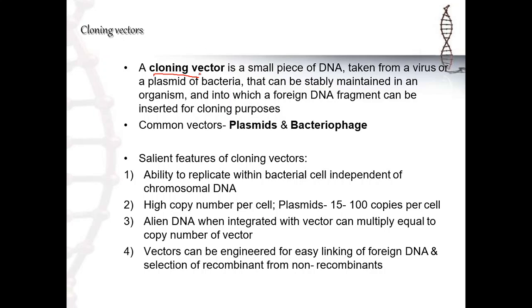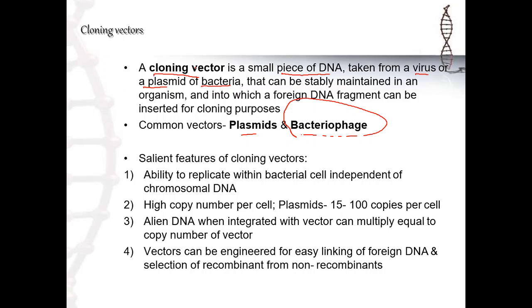All right, so what is a cloning vector? A cloning vector is a small piece of DNA taken from a virus or a plasmid of a bacteria that can be stably maintained in an organism and into which a foreign DNA fragment can be inserted for cloning purposes. Actually, the common vectors are plasmids and bacteriophages. When you say bacteriophage, we're talking about the virus that infects bacteria.